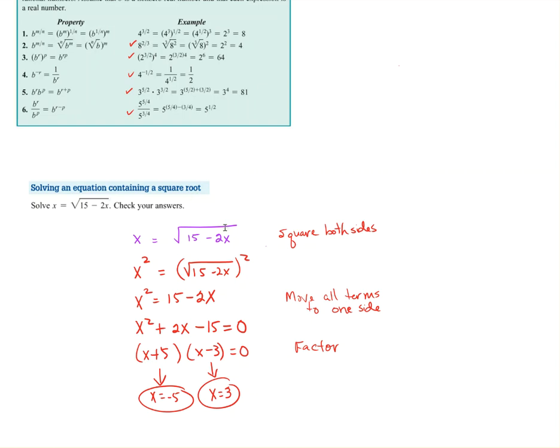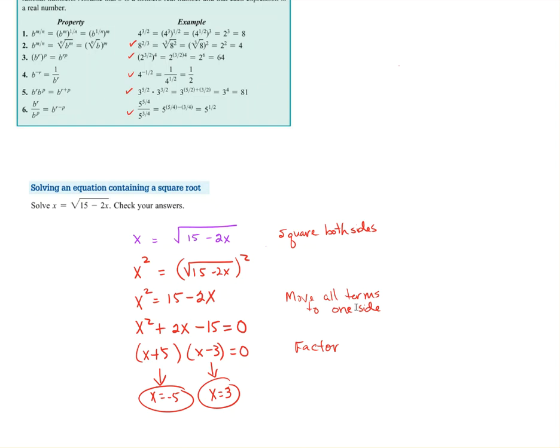Then the other thing that we want to practice is solving an equation that contains a square root. So if our original problem is x equals the square root of 15 minus 2x, your first step, you've got to get rid of the radical, so we're going to square both sides. So that leaves x squared equals this thing squared. When you square a radical, you're left with simply what's inside. So we have x squared equals 15 minus 2x.